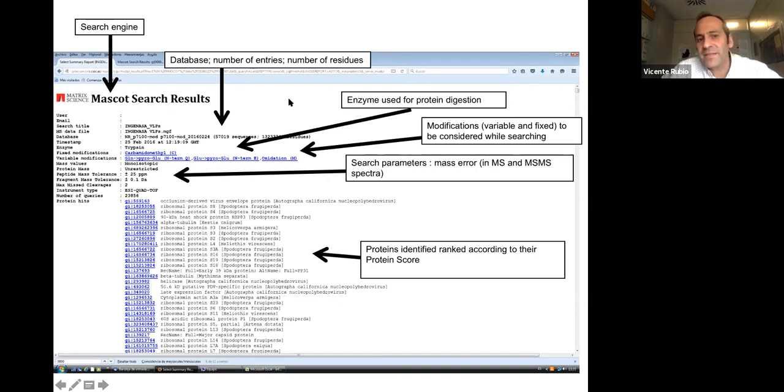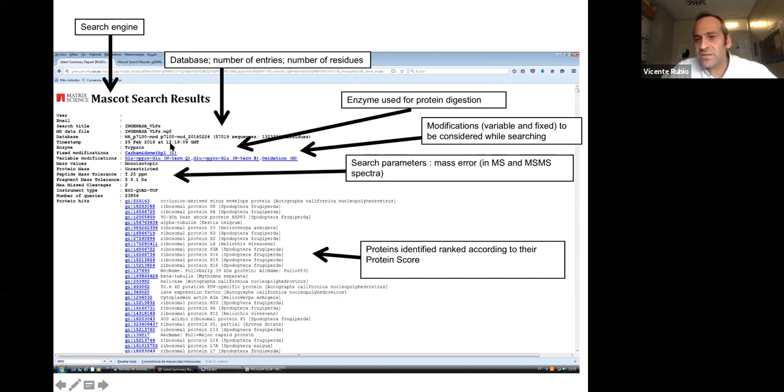These are the different parameters that you get in the list of proteins. This is not Arabidopsis, as you can see. This is an example. And here you get, as I said, different parameters: the database in which you make your query and the number of entries in that database, so the proteins that are represented in that database, and the number of residues, of amino acids, that are in there. Here is the enzyme that we have used, trypsin.